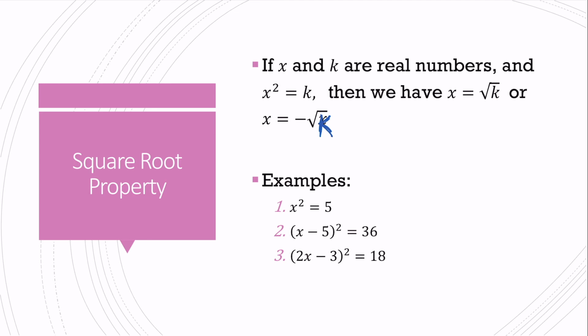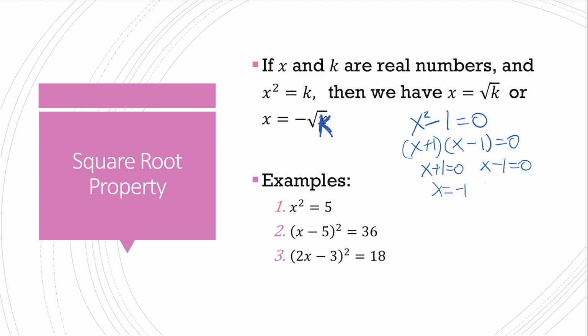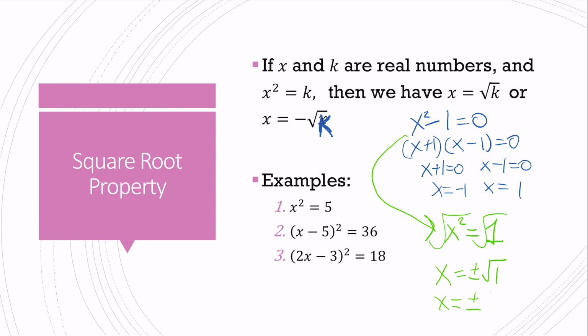We've seen this before. If I had x squared minus 1, this is a product of a sum and a difference if I factored it. And I would get that x plus 1 is 0, x minus 1 is 0. So x is negative 1 and x is 1. I also could have got my x squared by itself by adding 1 to the other side, taken the square root of both sides, and found that x is plus or minus the square root of 1. Well, that would be x is plus or minus 1, right? I'd get to the exact same answers.